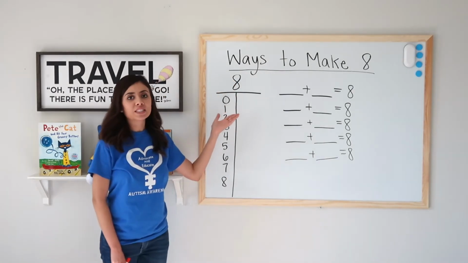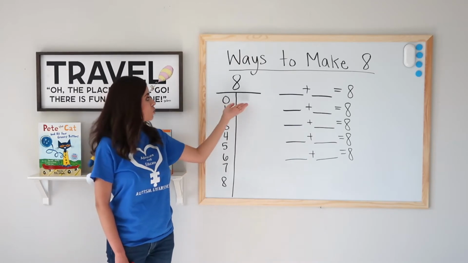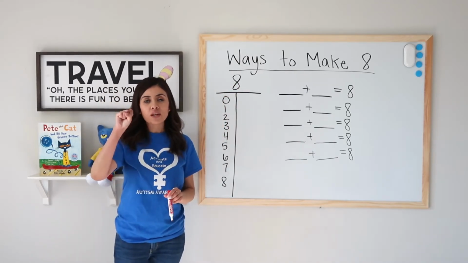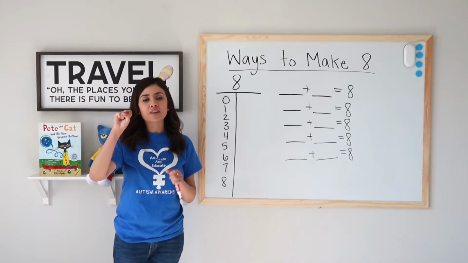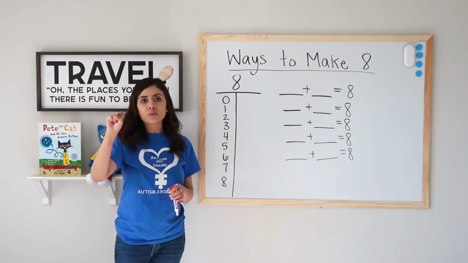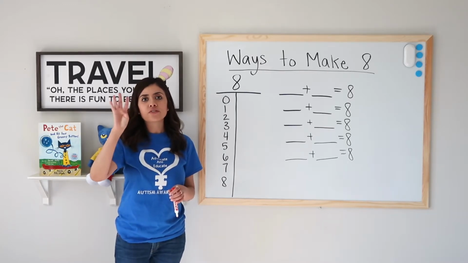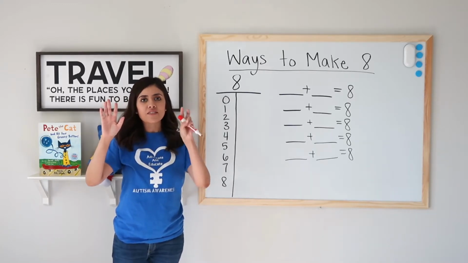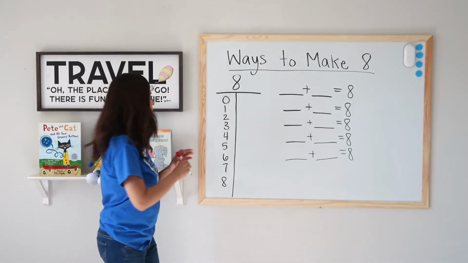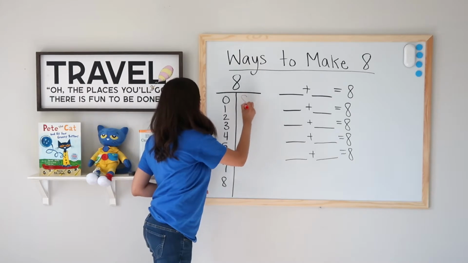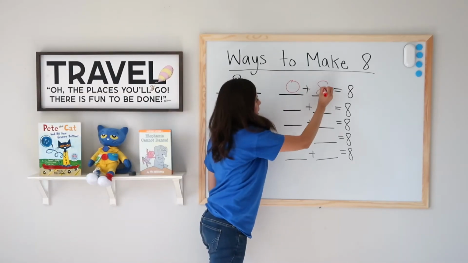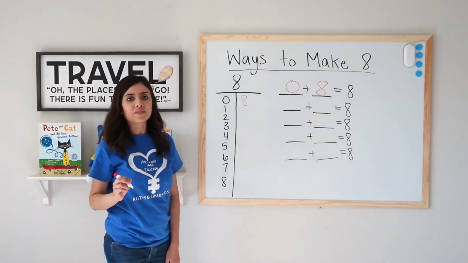So let's start with 0. 0 plus what equals 8? So I can hold a fist and say 0 and count up until I say 8. Then see how many fingers it took to jump up. Ready? 0, 1, 2, 3, 4, 5, 6, 7, 8. 0 plus 8 equals 8. So I'll put 8 here and write 0 plus 8 equals 8.